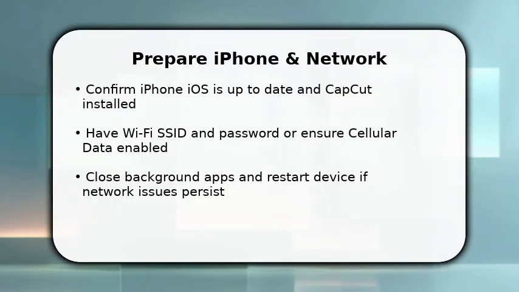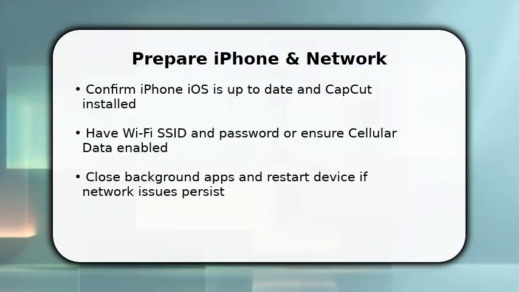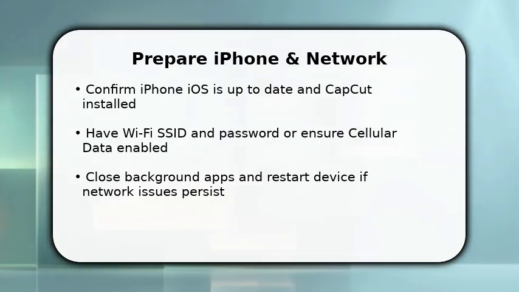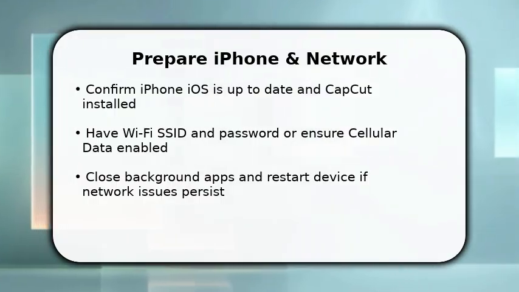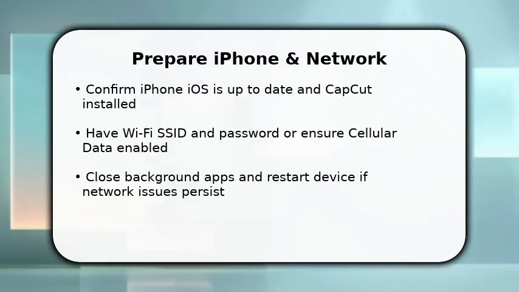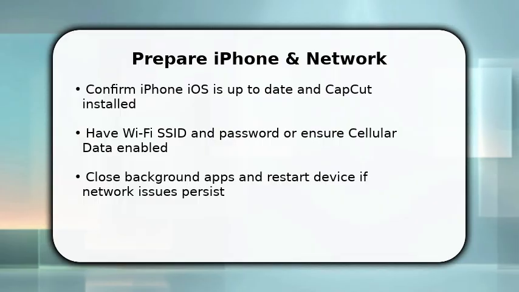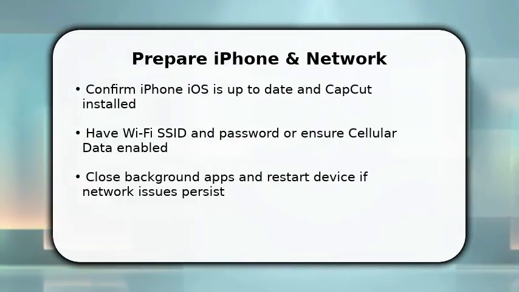You're starting with essentials. Make sure your iPhone runs a recent iOS and CapCut is installed. Connect to a stable Wi-Fi network by opening Settings, selecting Wi-Fi, choosing the SSID, and entering the password. If you prefer mobile data, open Settings, Cellular, and toggle Cellular Data on for CapCut. Once done, force close CapCut and reopen it so the app requests network access cleanly.